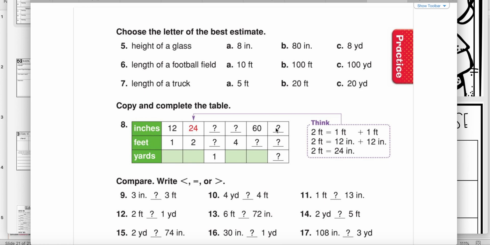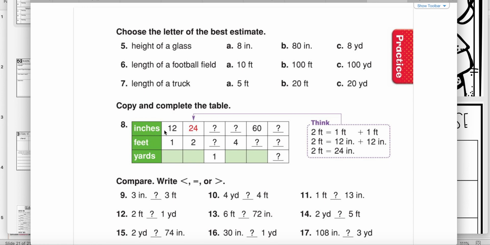You're going to have some practice in your workbooks, but we're going to go over some of this together because you are going to see this on your workbook pages. Choose the letter of the best estimate. The height of a glass, do you think would be 8 inches, 80 inches, or 8 yards? 8 inches. Remember, an estimate is just a guess, so we want to use our best guess. What about the length of a truck? 5 feet, 20 feet, or 20 yards? 20 yards. Very good.